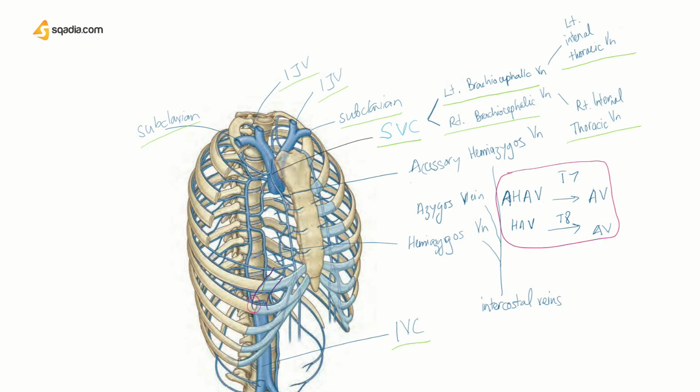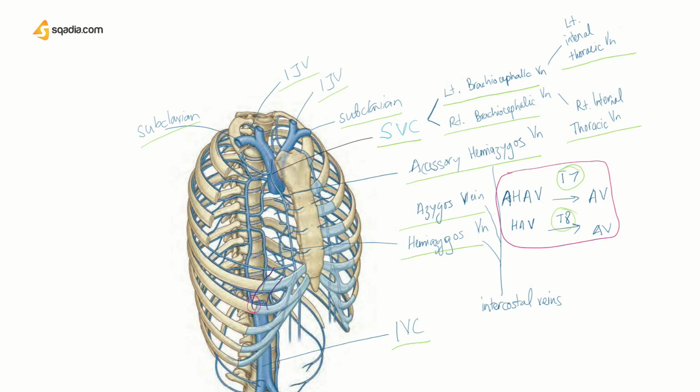The accessory hemiazygous vein and the hemiazygous vein, sorry, I should be using green for this. The accessory hemiazygous vein and the hemiazygous vein both drain into the azygous vein at these levels. So the accessory hemiazygous vein drains at the level of T7, and the hemiazygous vein drains into the azygous vein at the level of T8.